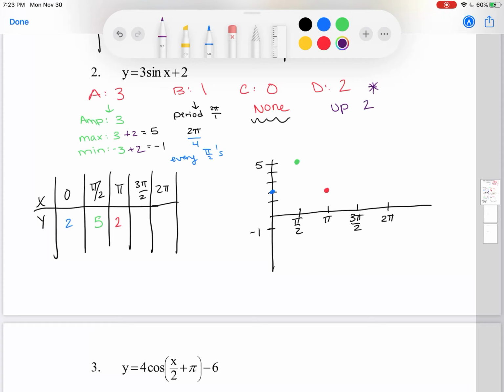3 pi over 2. Sine at 3 pi over 2 is negative 1. Times 3 is negative 3. Plus 2 is negative 1. There we go. That's how we got that bottom point. And last but not least, at 2 pi, sine at 2 pi is 0. Times 3 is still 0. Plus 2 gives me 2. Graph my line. And there we have it.